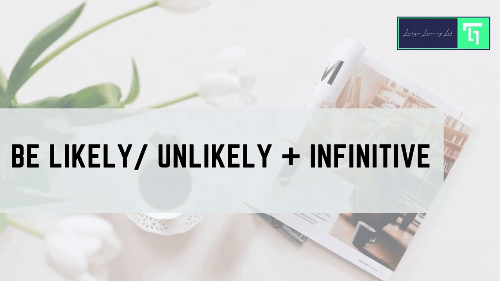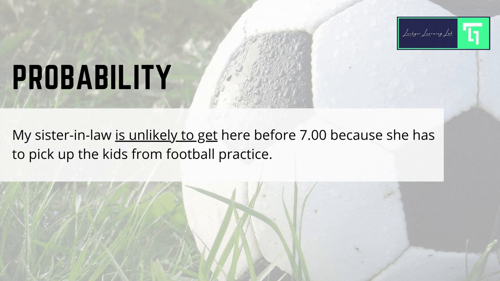And then we've got be likely or unlikely with the infinitive. This is for probability. My sister-in-law is unlikely to get here before 7 o'clock because she has to pick up the kids from football practice. So is unlikely, it's like she is not, this is really not very probable, okay? And is likely would be, it would be very probable.